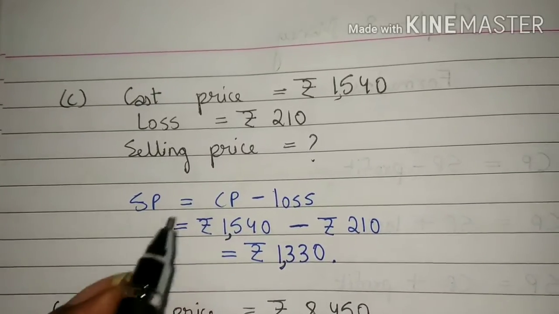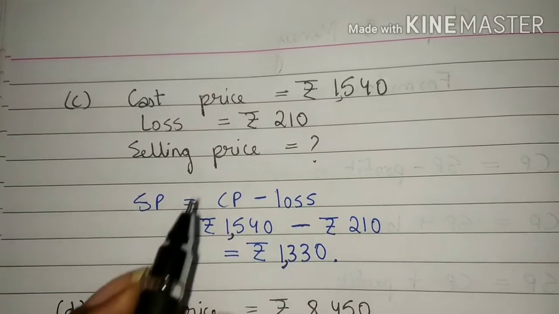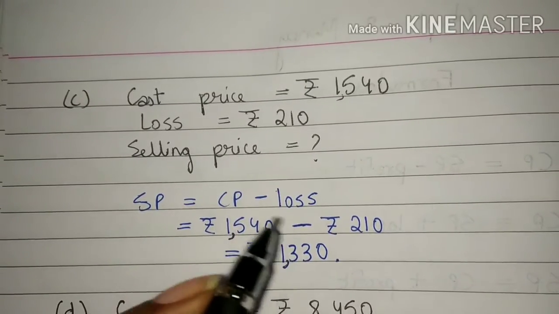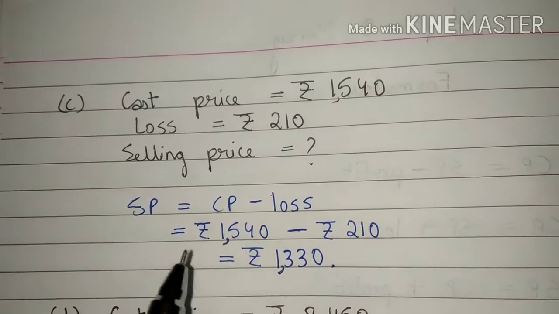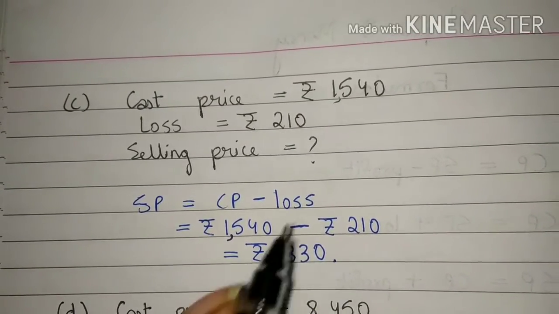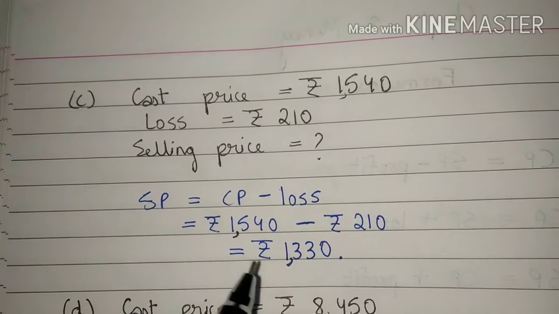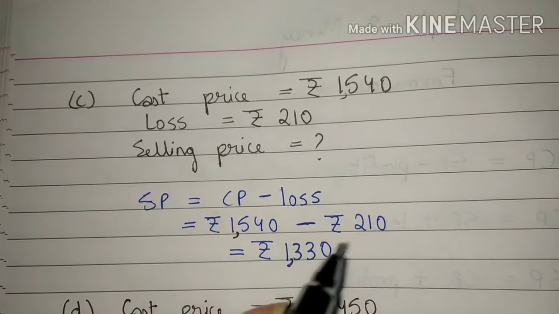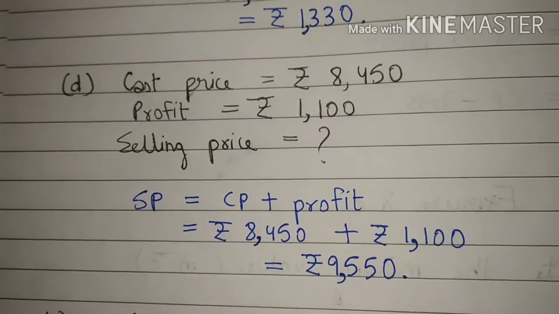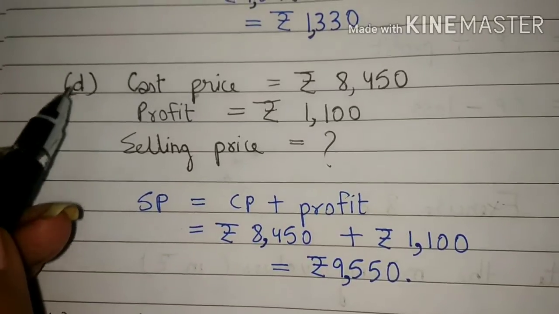Students, when you subtract rupees 210 from rupees 1540, then you will get answer rupees 1330. So, selling price is rupees 1330. Students, now come to D part.